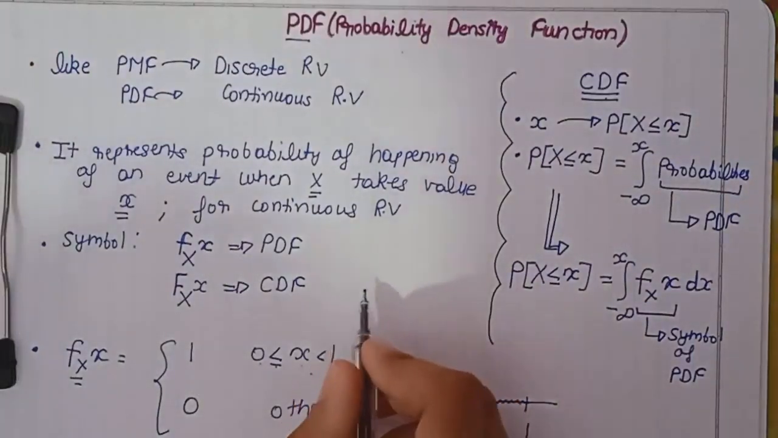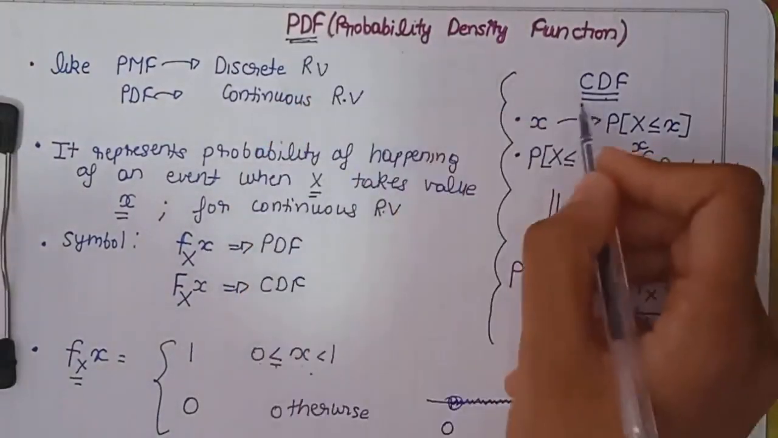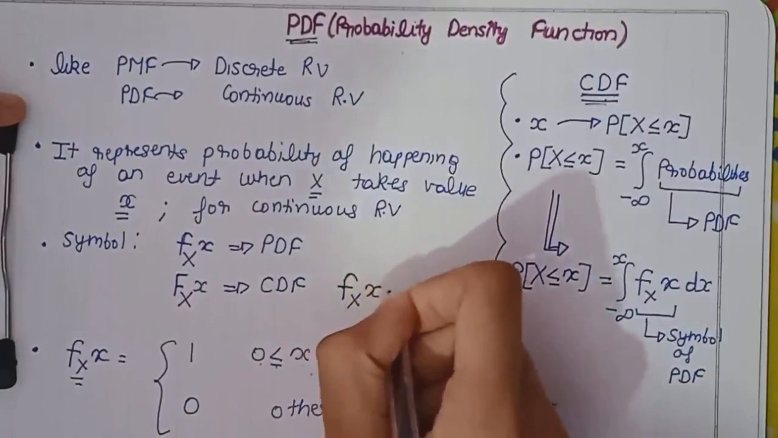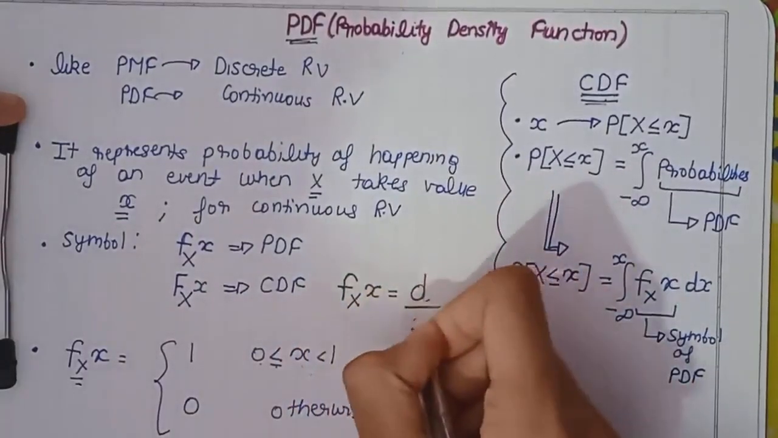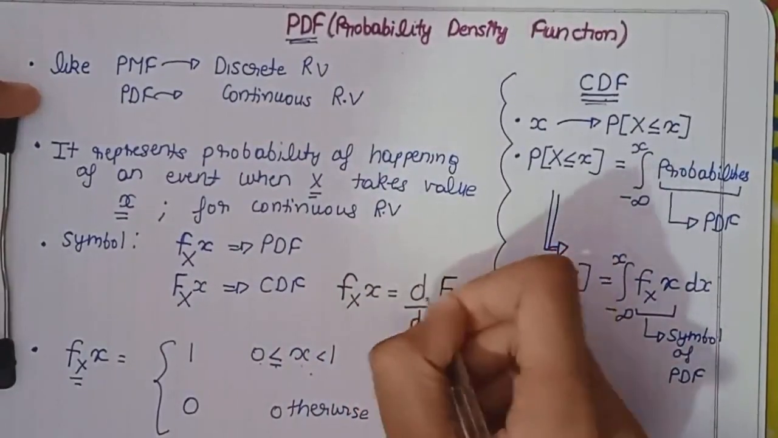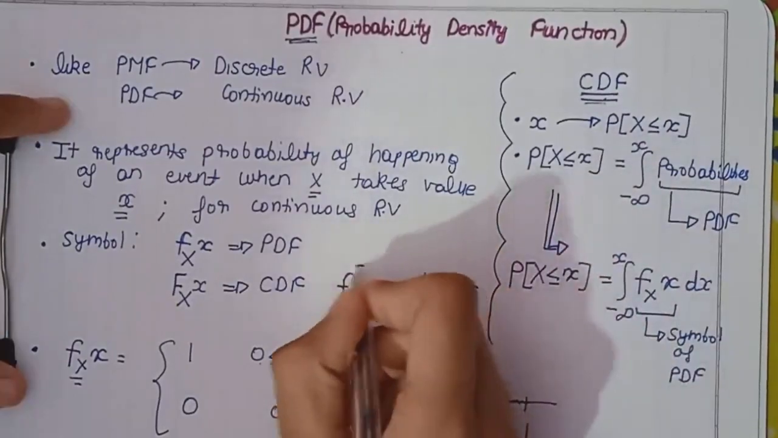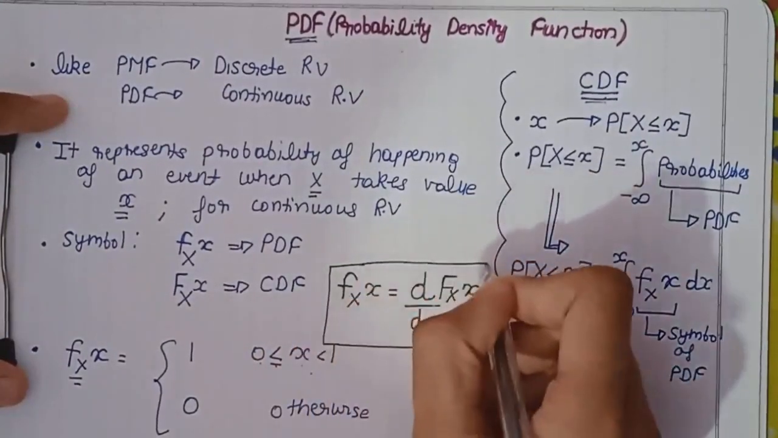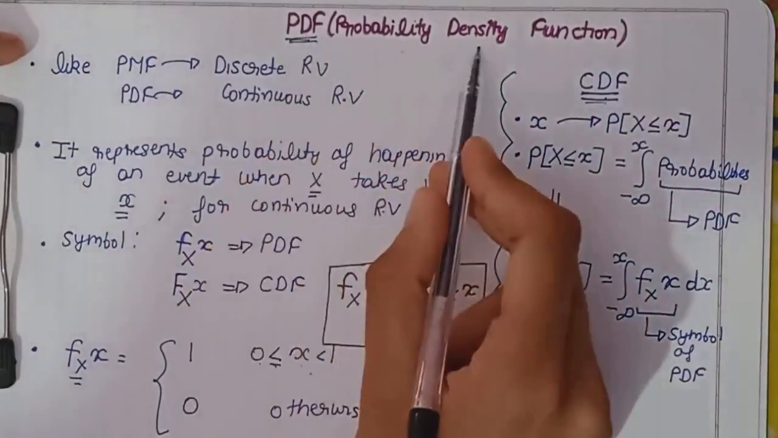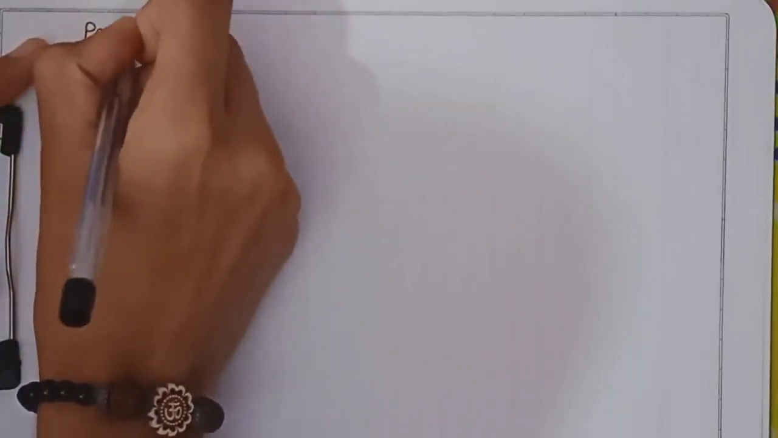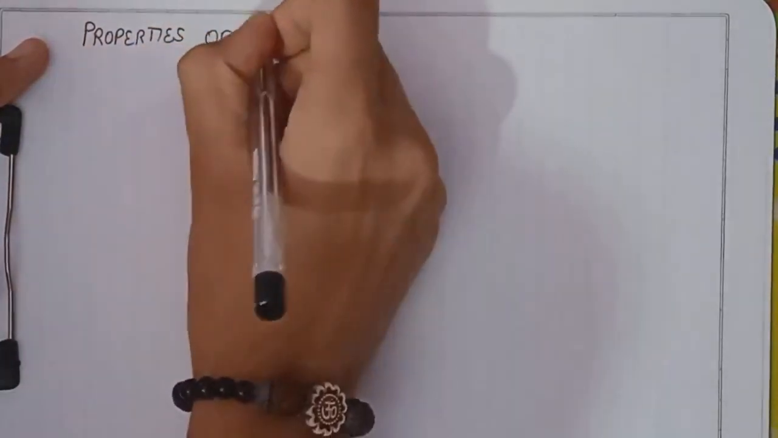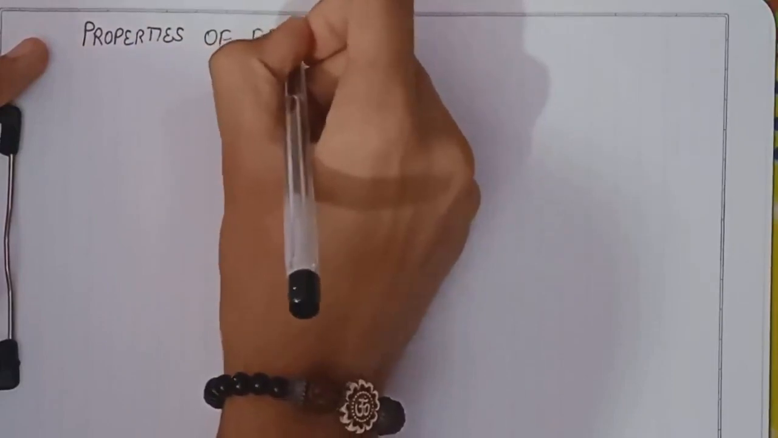Now an important property of PDF which links the PDF with the CDF is that the PDF is equal to the derivative of the CDF. This is the most important property of PDF which links the PDF with the CDF. Now we will study the properties of PDF.